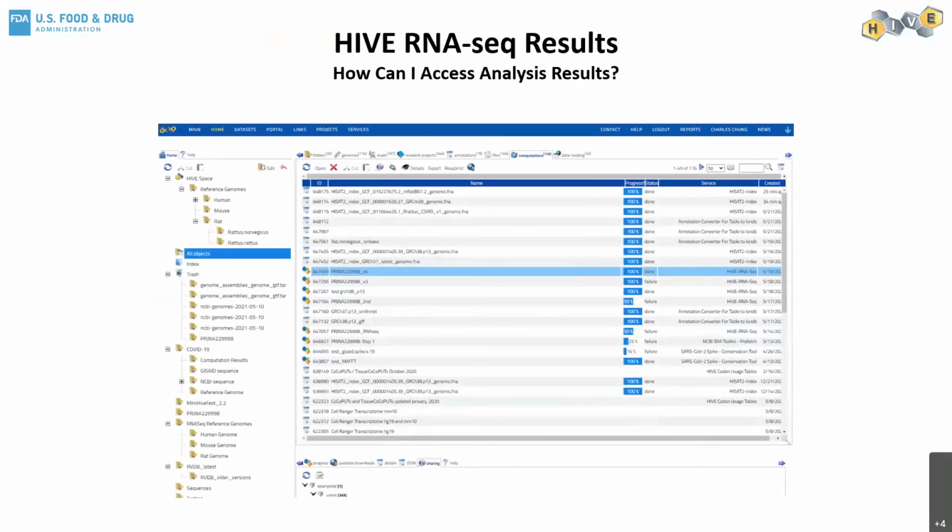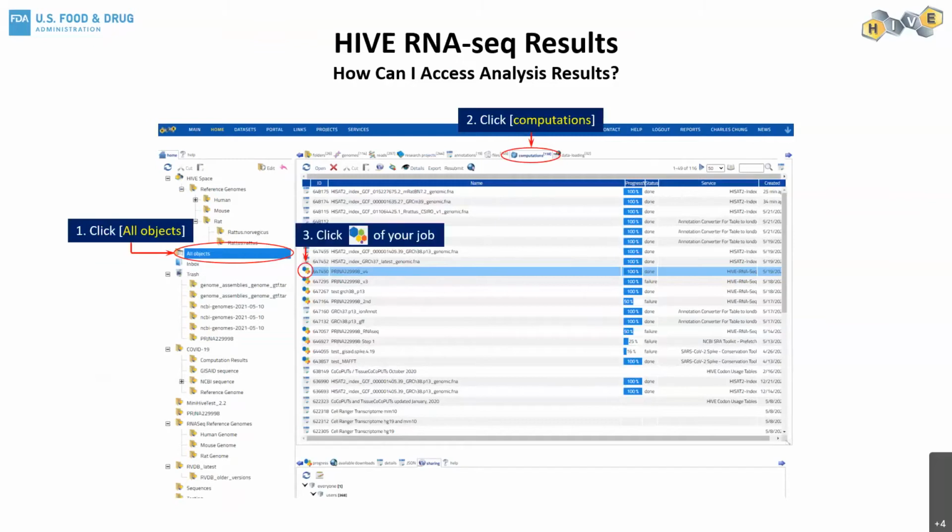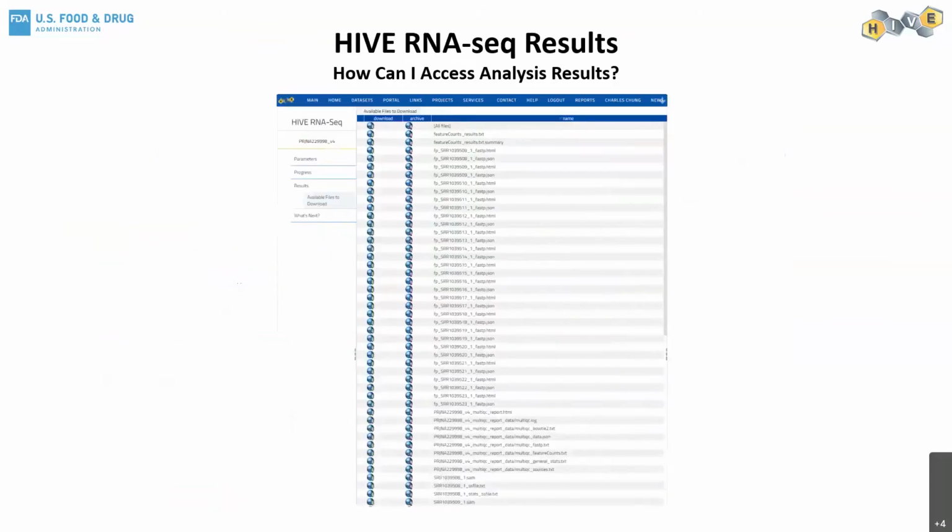Once the computation finishes, after several hours, depending on the number of samples that you have, you can access the results by clicking, again, All Objects, Computations. You click on your job, and it opens a new window with the results. For now, we have only available files. The important ones are the feature count table and the summary in the TXT file.